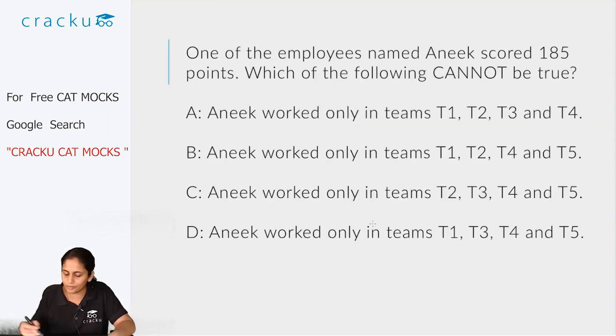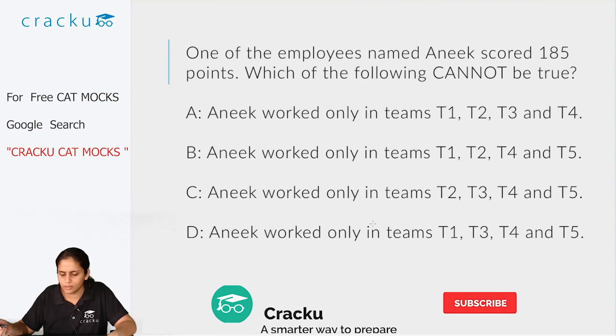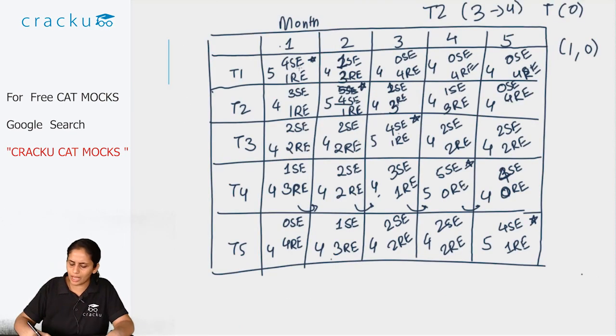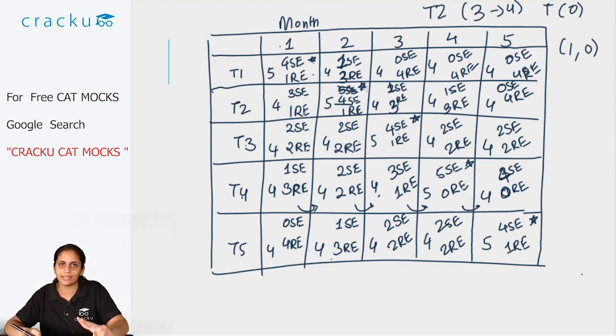So the first option is Anik worked only in T1, T2, T3 and T4. So let's take a look at the distribution again. So suppose this is T1, T2, T3 and T4. So if Anik worked in this team in the first month, then transferred to this team when it gets 2 skilled engineers at the start of the month, right? So 2 skilled employees go from T1 to T2. Anik could be one of those guys.